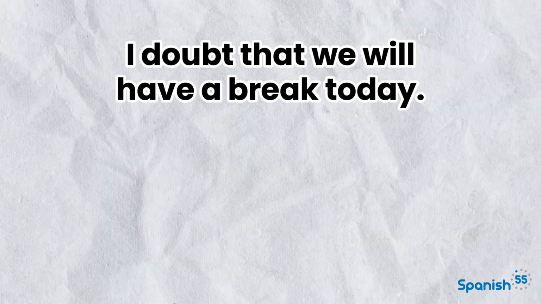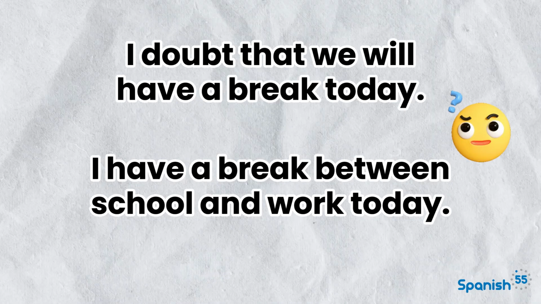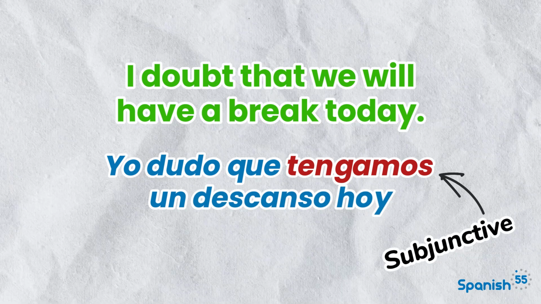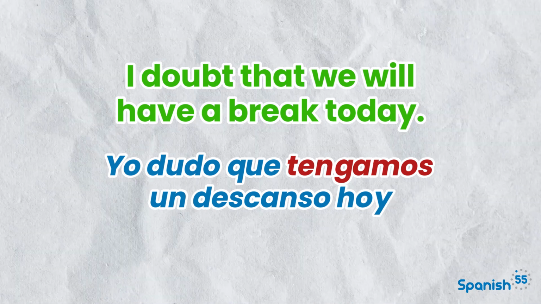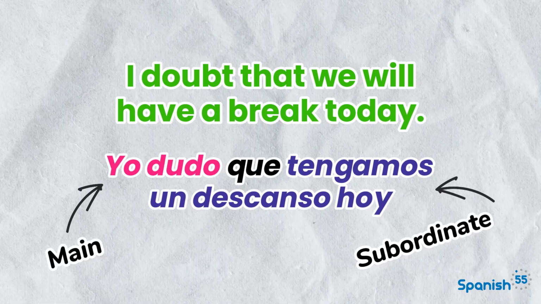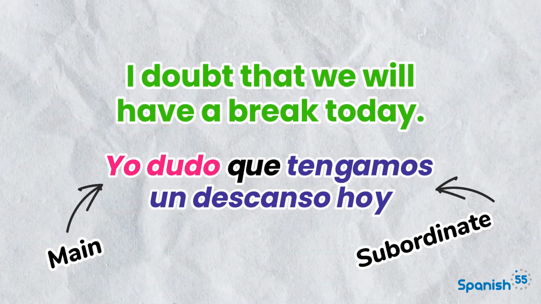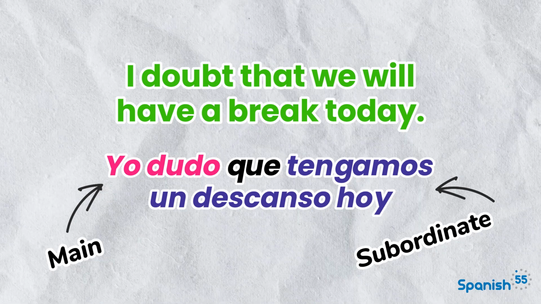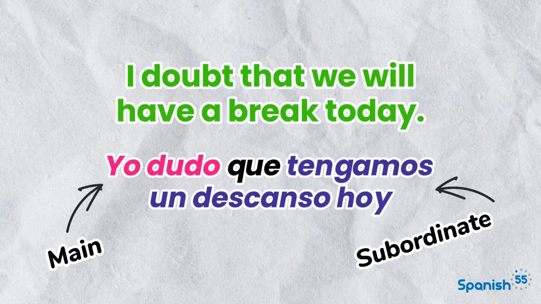Which one would use a subjunctive in Spanish? I doubt that we will have a break today, or I have a break between school and work today. Good. The first one. Yo dudo que tengamos un descanso hoy. Not only does it express doubt, but it also follows the main clause subordinate clause structure that I mentioned in this video. Here, the main clause is yo dudo, followed by the subordinate clause tengamos un descanso hoy, with the verb tener conjugated in the present subjunctive.